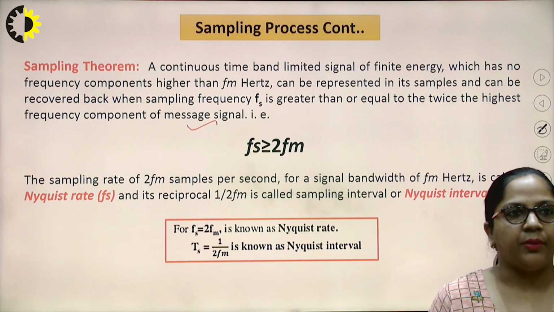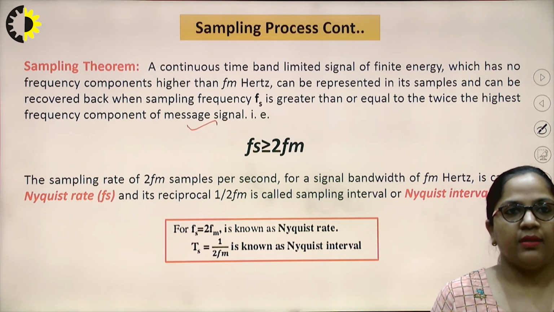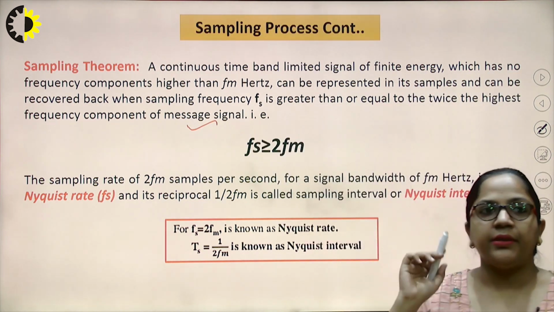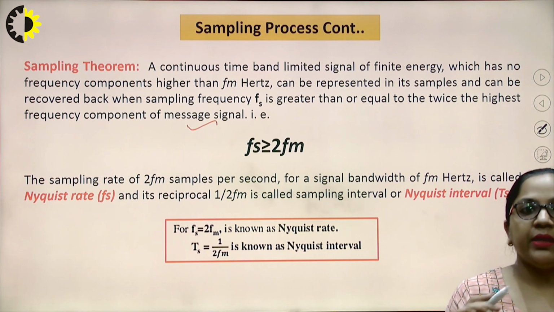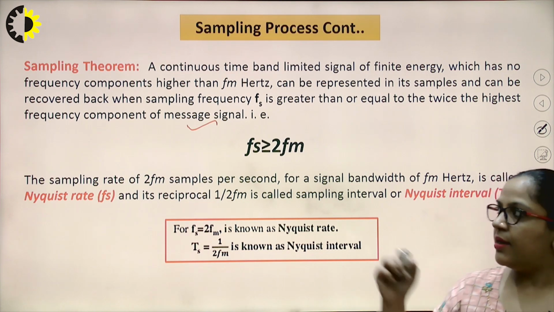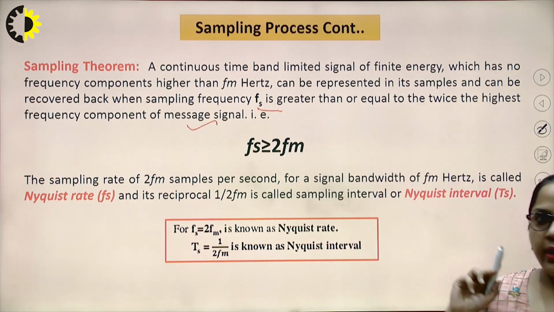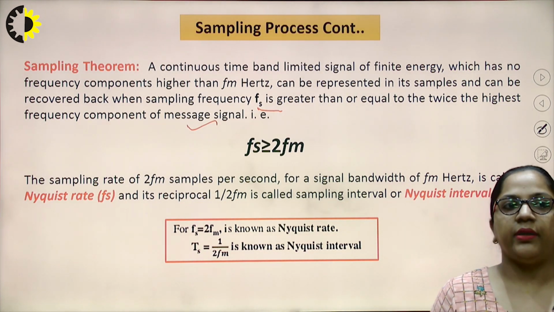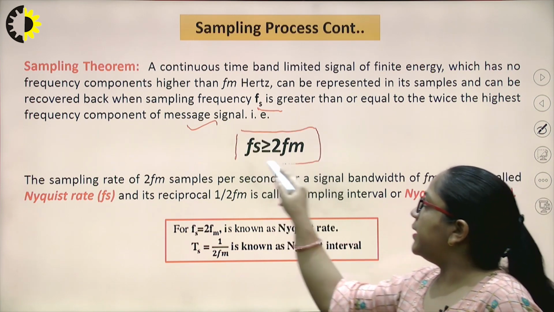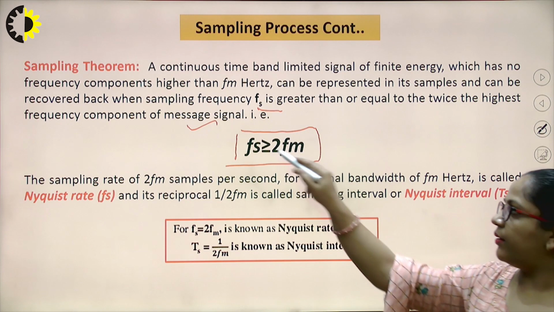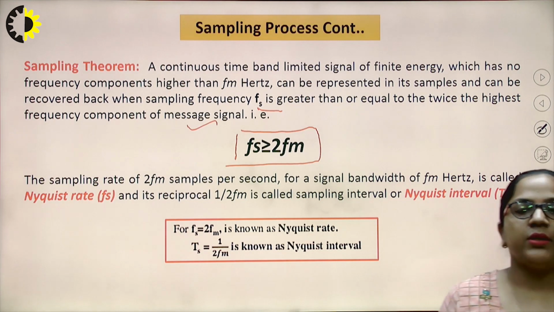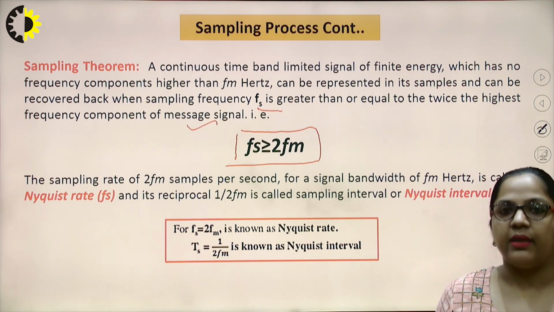According to the sampling theorem, a continuous time band limited signal of finite energy, which has no frequency component greater than Fm hertz, can be represented in its samples and can be recovered back when the sampling frequency Fs is greater than or equal to twice the highest component present in the message signal. That is, Fs must be greater than or equal to twice Fm, where Fs is the sampling frequency and Fm is the maximum frequency component present in the message signal.